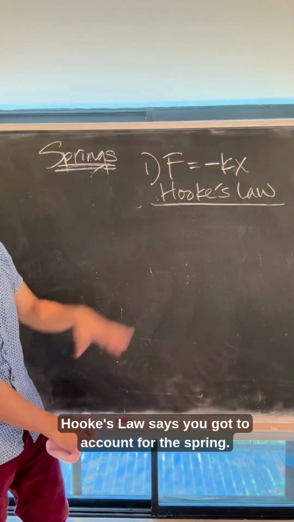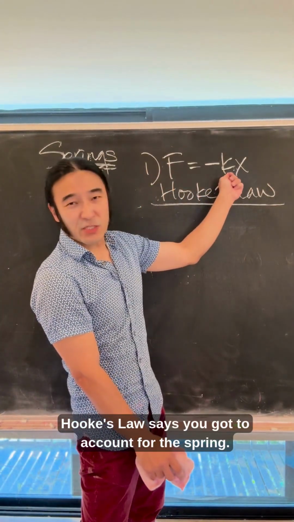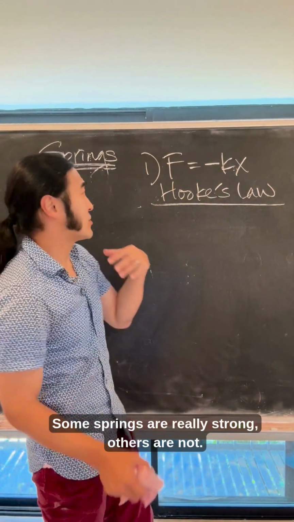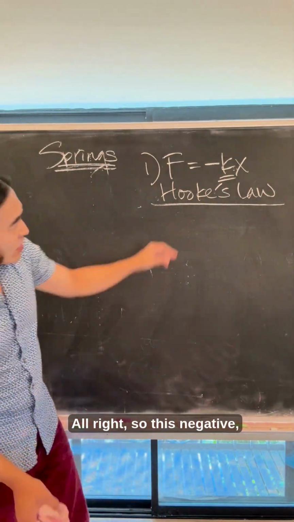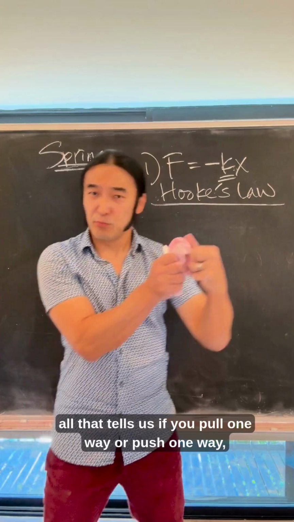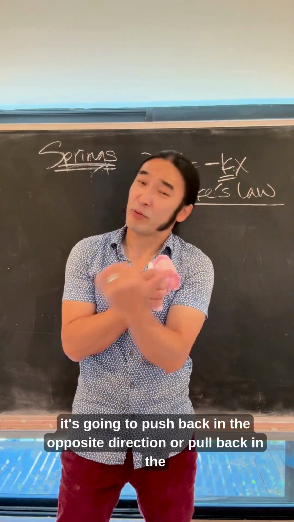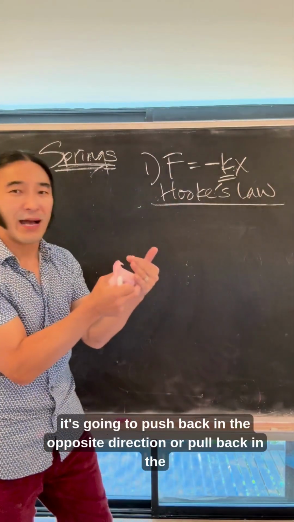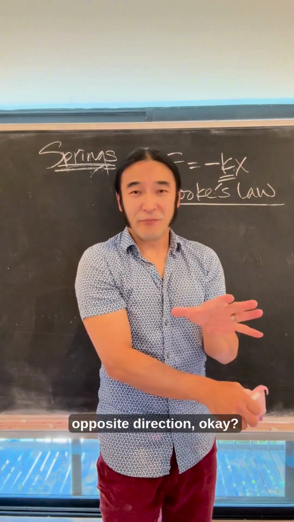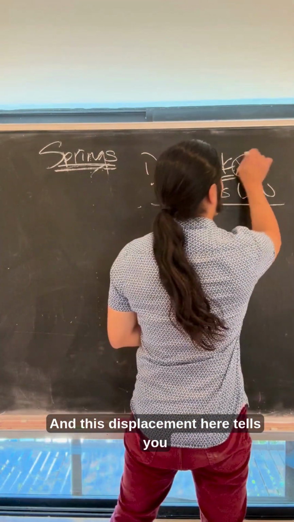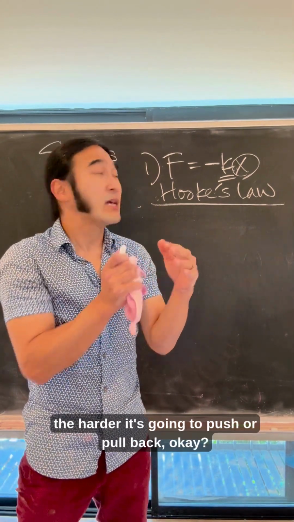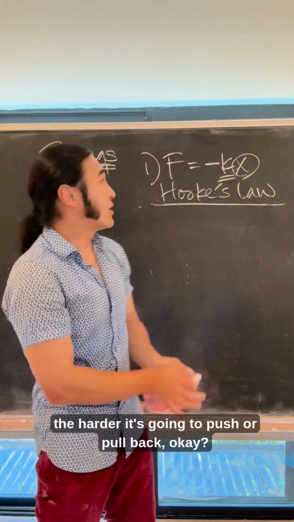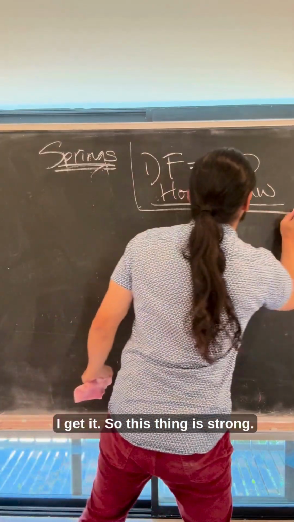Okay? So here, Hooke's law says you've got to account for the springs. Some springs are really strong, others are not. I get that. That's represented by this constant. This negative tells us that if you pull one way or push one way, it's going to push back in the opposite direction or pull back in the opposite direction. And this displacement tells you the farther you stretch it, for example, or the more you compress it, the harder it's going to push or pull back. I get it. So this thing is done.